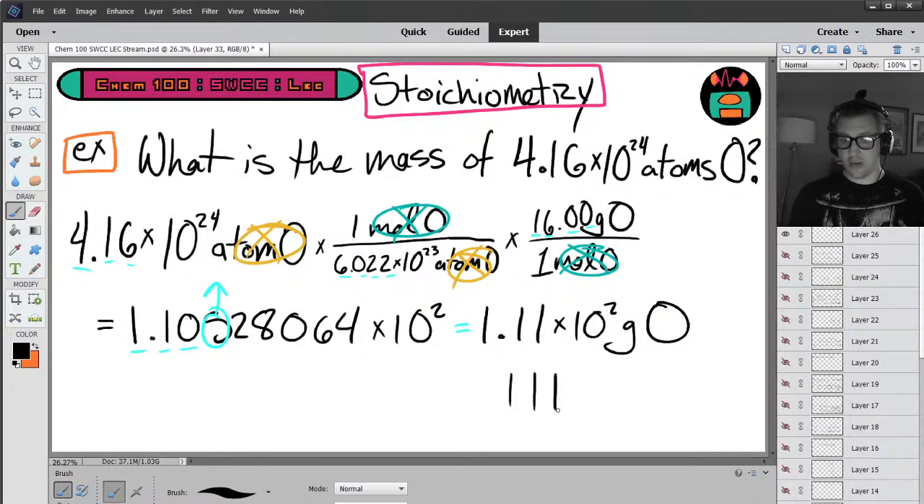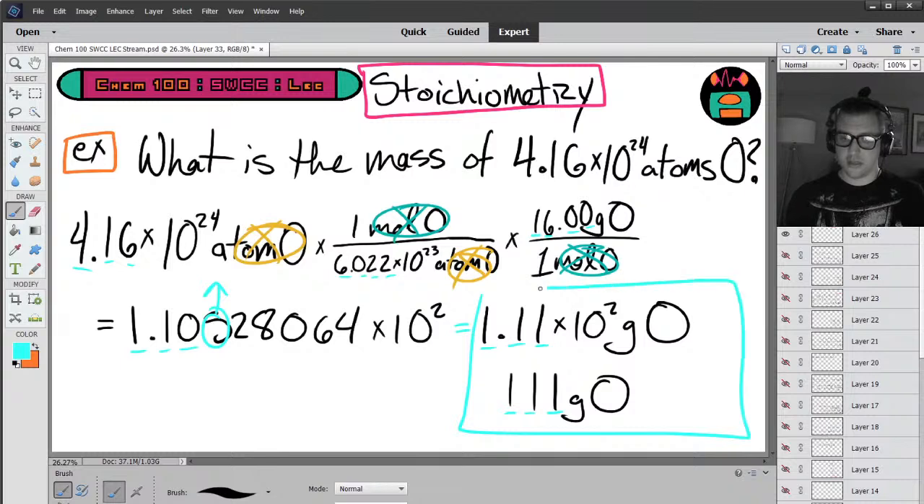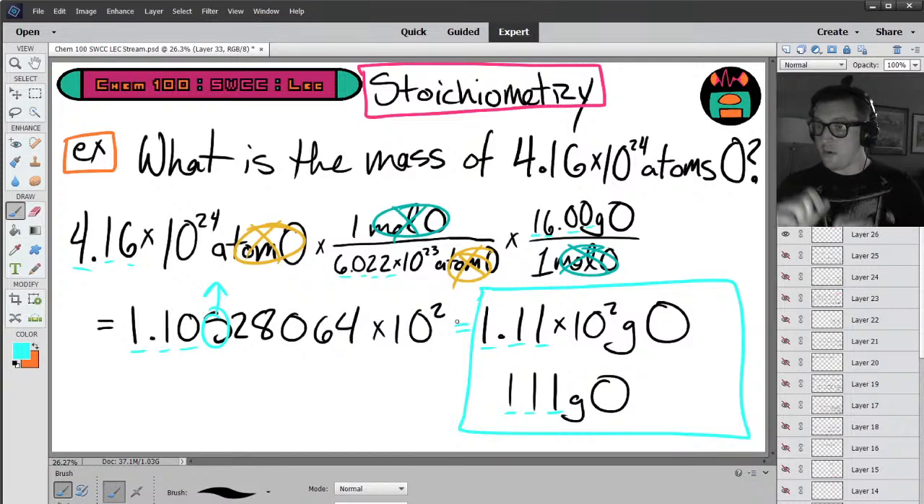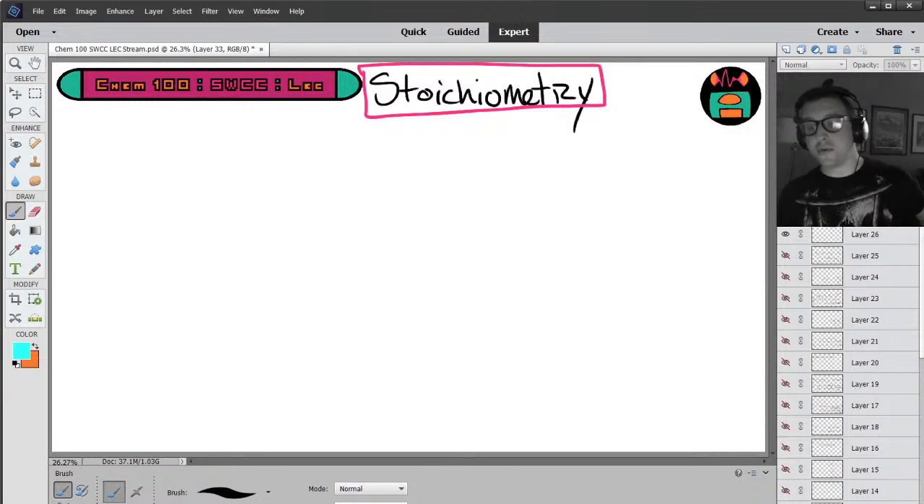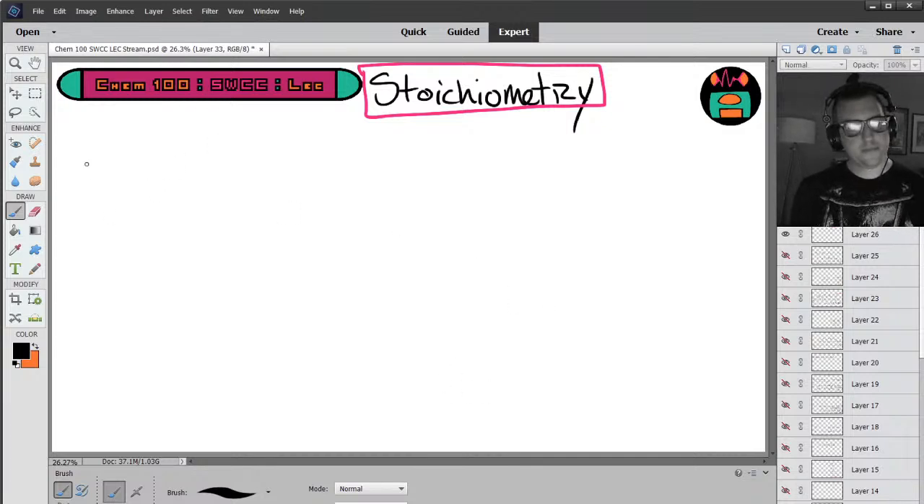Conversely, your calculator may be telling you that 1.11 times 10 to the second is 111 grams of oxygen. That is also correct. Both of these have the same number of sig figs, same value, same units. So they're both correct answers. All right, now are you ready for a twist? I'm going to write the next example on the board, but we're not going to do it till lecture next week. You can try this over the weekend. So give this example a shot.